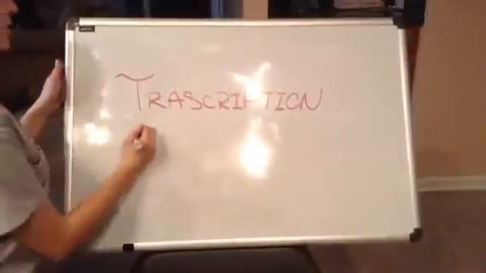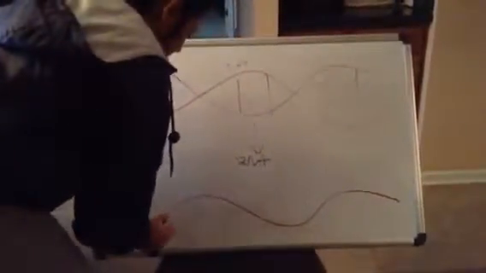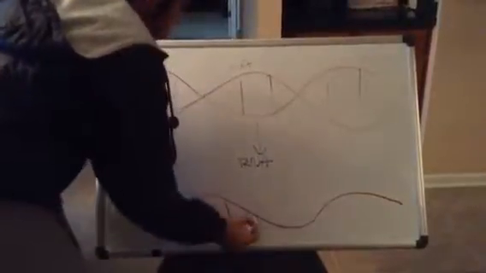So let's start off with transcription. Transcription turns DNA into RNA so that it can leave the nucleus to make proteins for the cell.